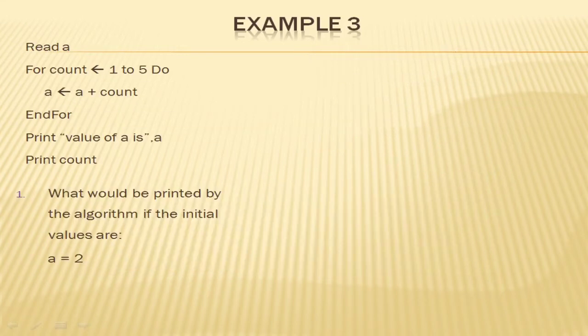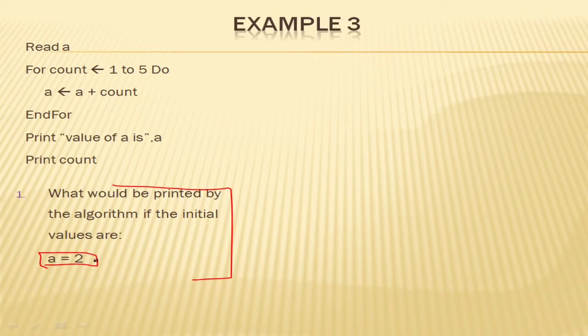Alright, so here is example 3, and example 3 is asking us what would be printed by the algorithm if the initial values are A equal 2. So the initial value that we're working with for this snippet is 2. So it means that anywhere the first time that we see A, we're going to substitute it with the value 2.